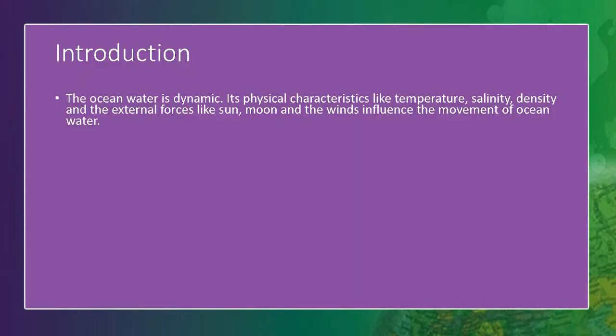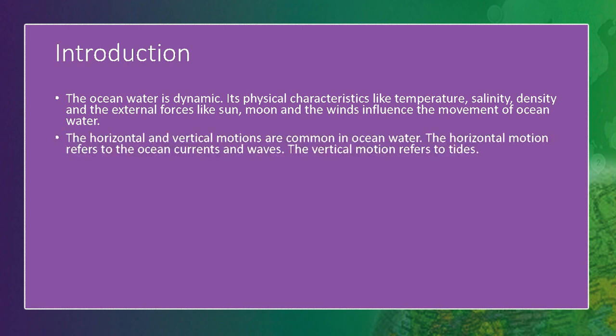Students, today we will talk about movements in the ocean water. So let's start with a simplified way. The ocean water is dynamic. Its physical characteristics like temperature, salinity, density, and the external forces like sun, moon, and the winds influence the movement in the ocean water. The horizontal as well as vertical motions are common in ocean water. The horizontal motion refers to the ocean currents and waves, while the vertical motion refers to tides.